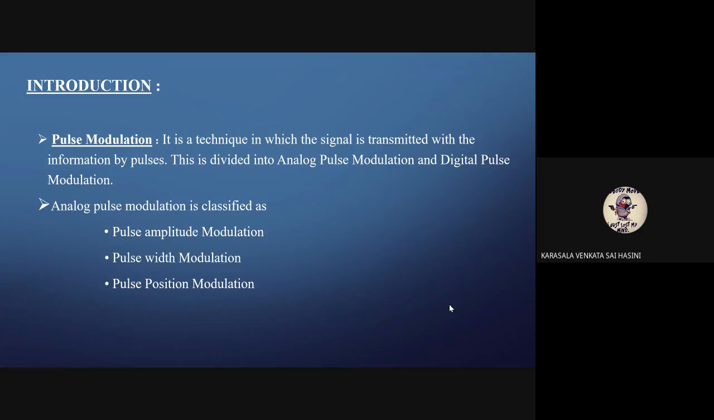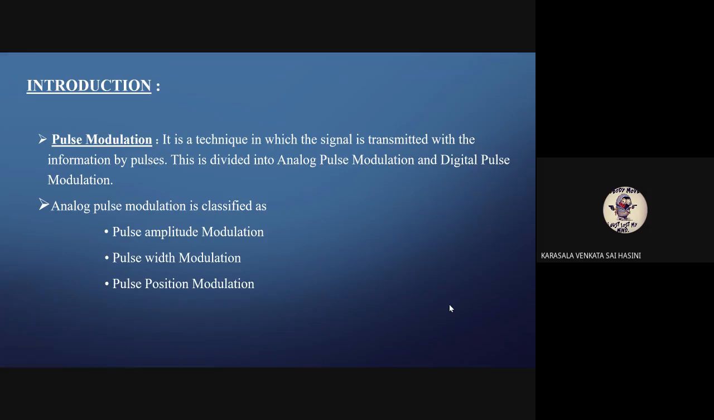It is divided into two types: analog pulse modulation and digital pulse modulation. This analog pulse modulation is again classified into three types. They are PAM, which is called pulse amplitude modulation, PWM, which is known as pulse width modulation, and PPM, which is referred to as pulse position modulation.